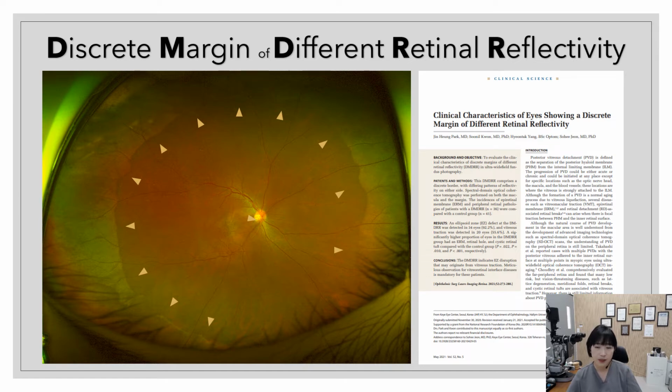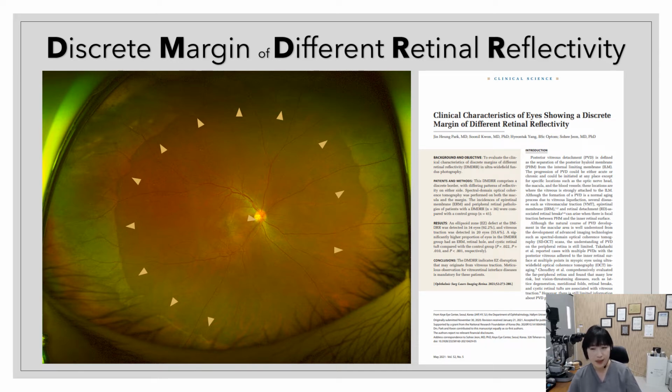A key for a successful vitrectomy is to remove all the vitreoretinal traction. While it was easy to predict the vitreoretinal interface on macula, it was almost impossible to predict the vitreoretinal interface on peripheral retina before surgery.